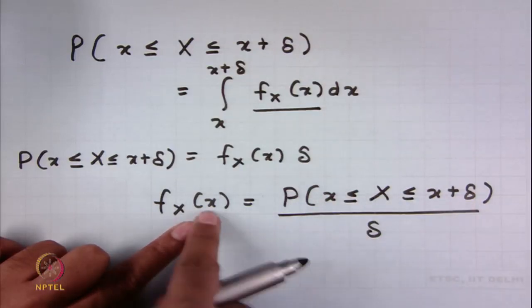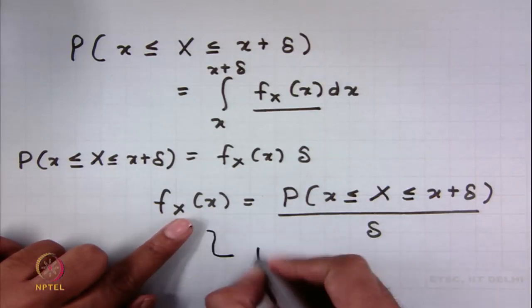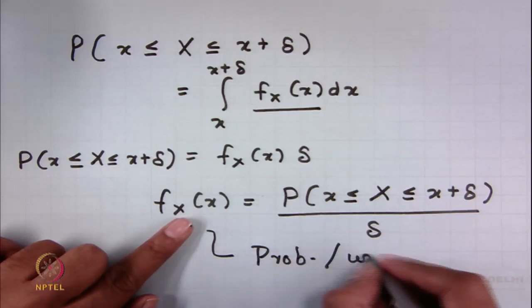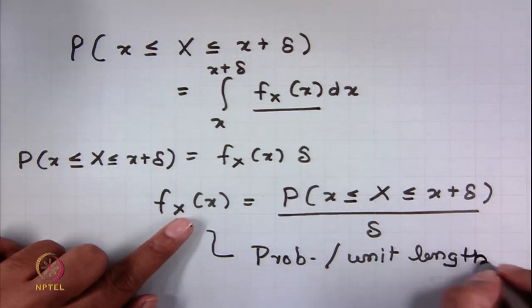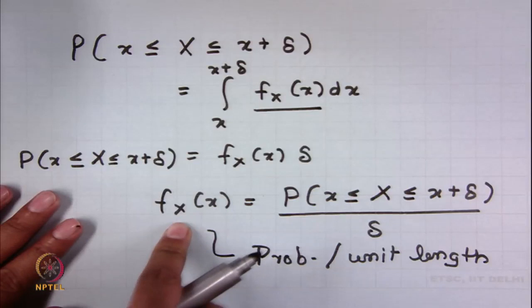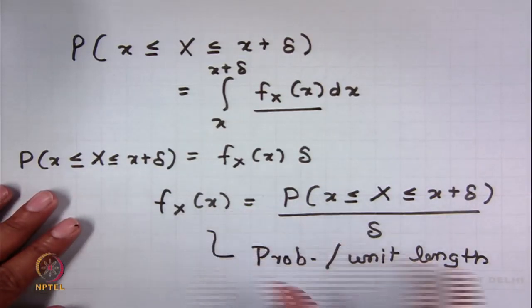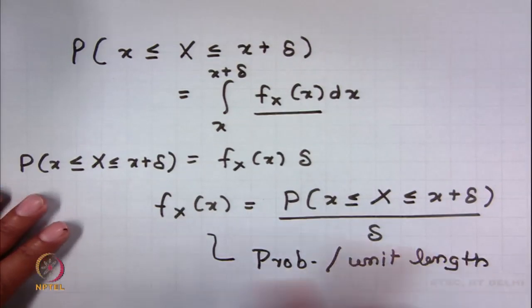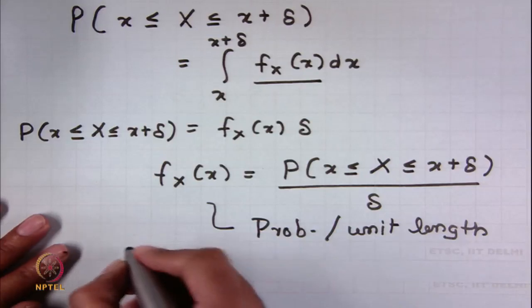So, if I am interested in the units of this quantity, the unit of this quantity is probability per unit length. So, this is how we can interpret this probability density function. Probability density function is not probability, but it is probability per unit length. Now, because it is probability per unit length and not probability itself, the probability density function can be greater than 1.